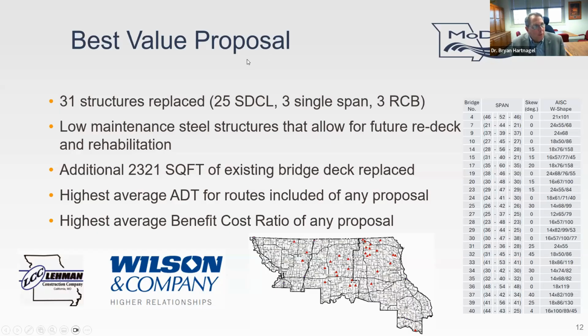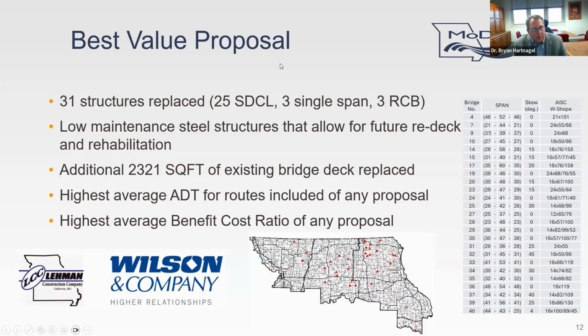The best value proposer, out of the 41 structures, 31 of those structures were replaced. And over here on the right-hand side, I show a list of the bridges. They're not numbered 1 through 31 because there were 41 to start. So here are the bridge numbers out of the original 41, the span lengths, skew, and the W shape that was used to construct these. So what we got, as I said, from Wilson and Company and Lehman Construction Company was 31 bridges. I think the other 2 proposers gave us 30 of the 41.